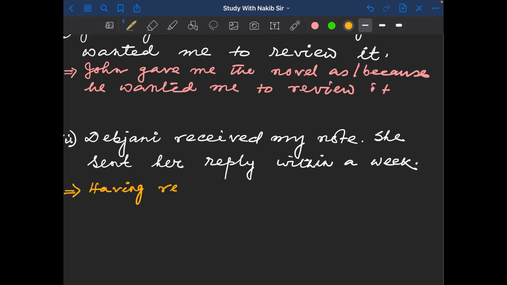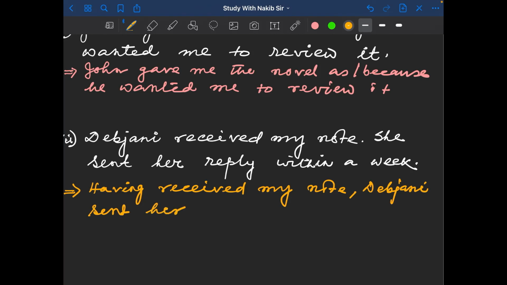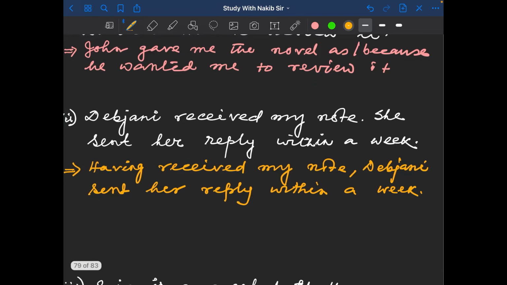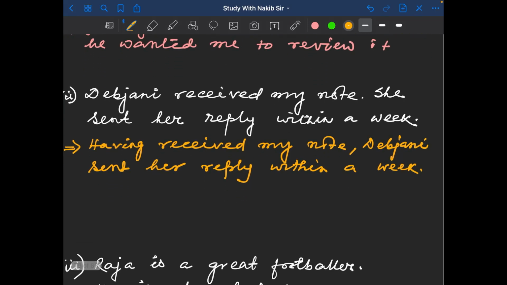Having received my note, Devjani sent her reply within a week. You may write this way. Okay, having received my note, Devjani sent her reply within a week. And some of you may combine these two sentences another way.